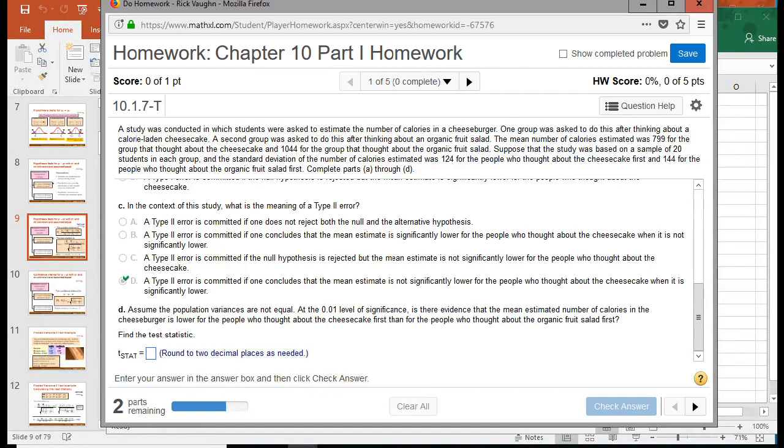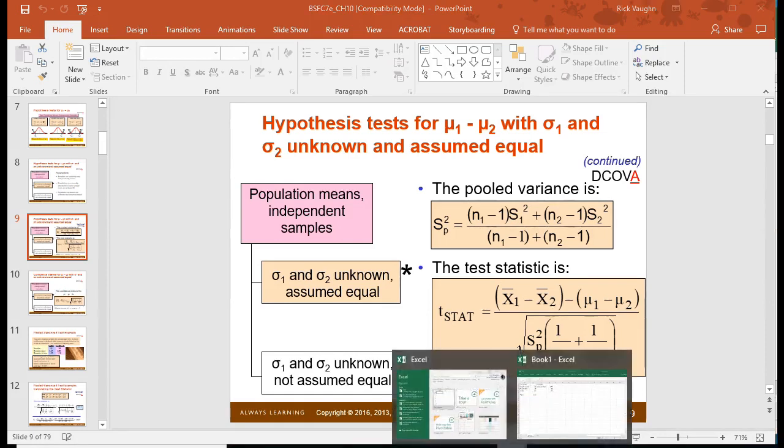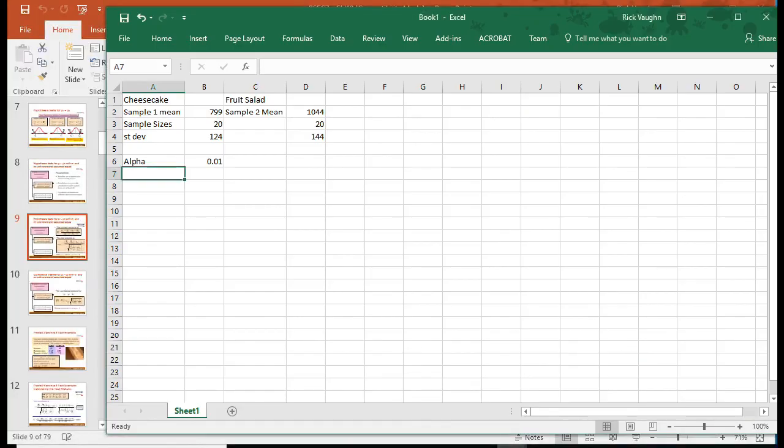We'll go over to our slide really quick, and here's the formula. This is on Chapter 10, slide 9. This is the formula for when the standard deviations are assumed to be equal. So we're going to do the pooled variance, which is this S_p formula, and then we'll use S_p in the denominator over here in order to pool the variance together to calculate this t-stat. The first thing I want to do in Excel is have it compute this pooled variance. So we'll jump right over to our Excel spreadsheet, and we'll compute down here the pooled variance.